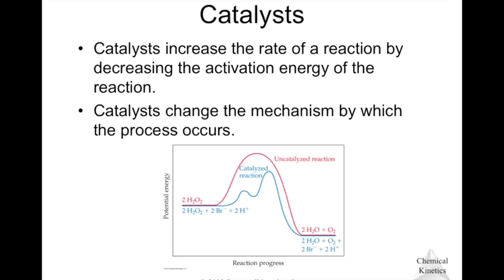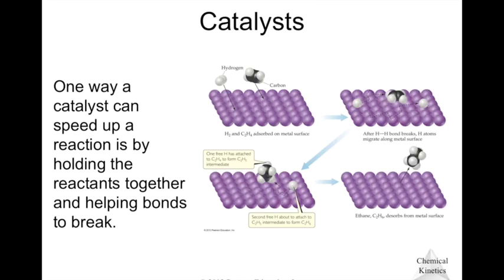Finally, let's talk a little bit about catalysts. These are the last thing we said that can change the rate of a reaction. They can increase the rate of a reaction by basically decreasing the activation energy. They do something that makes it easier for the reactants to come together. They lower the energy somehow, so it's easier to get over that hump. They change the mechanism by which that process occurs. One example is they sort of hold those reactants together and help break the bonds. So this is a catalytic converter, I think, going on in here.